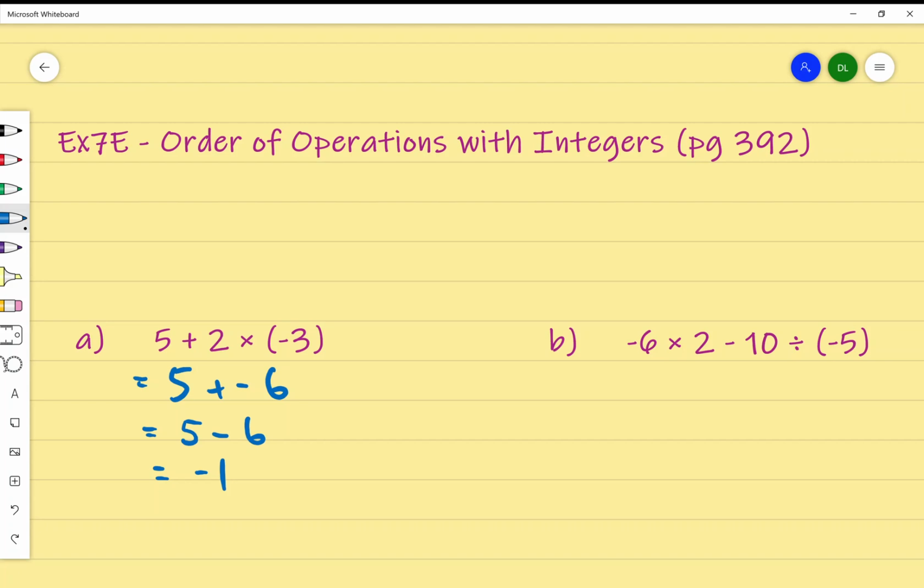Awesome. So we identify what operations we have. We figure out what order we do them. That's why it's called order of operations. And then we just solve from there. Next question. What operations do I have now?